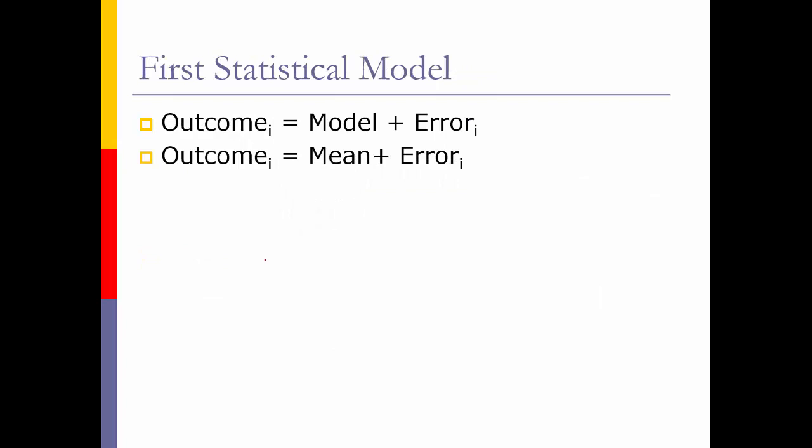So essentially the outcome will be equal to the model plus the error. So when we're collecting that data, the first thing that we do is we always determine the mean, or the average, of that sample. So that's essentially our first statistical model, is simply that the outcome is equal to the mean plus or minus some error.